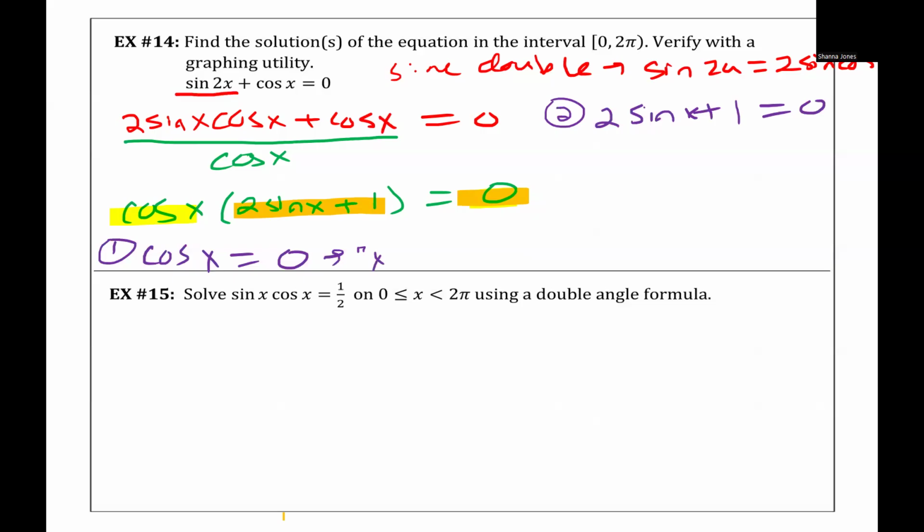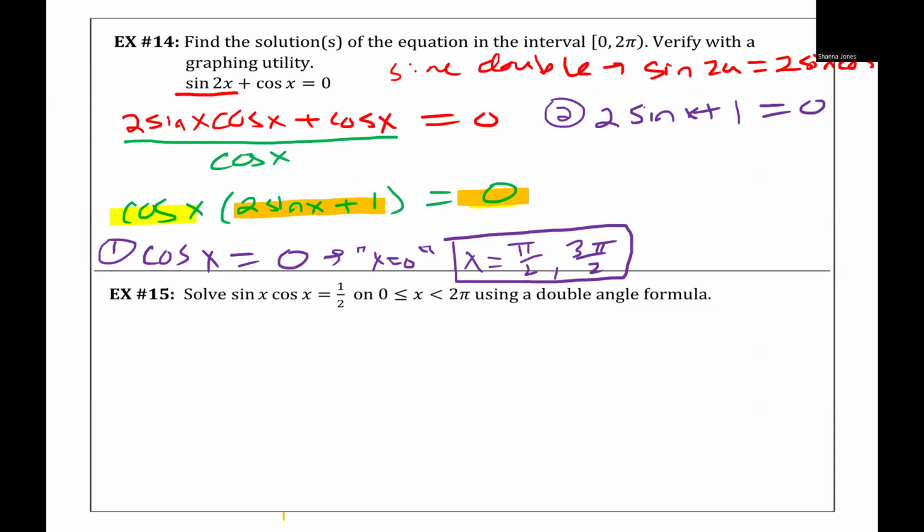Where does cosine x equal 0, right? That's the conversation we're having in our head. So between 0 and 2 pi, where does cosine x equal 0? At pi over 2 and 3 pi over 2. So we know from this one, those are our possible answers. Does that make sense? So this one is done. Now we're going to go to the second one.